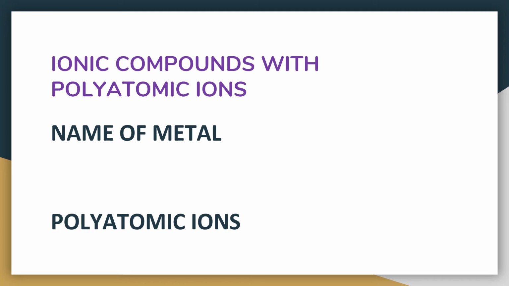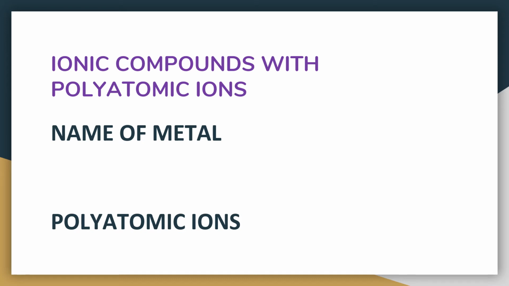Next, we're going to have the ionic compounds with polyatomic ions. Polyatomic ions just means that there are 2 or more elements within that ion. You need to know these polyatomic ions. In order for you to memorize them, you can write them down on an index card or flashcard in order for you to remember all of them.